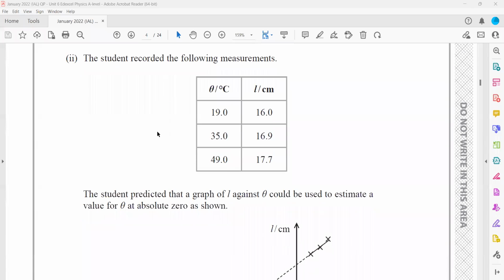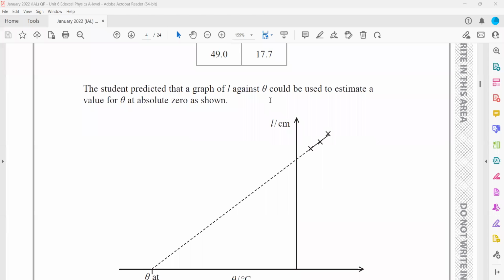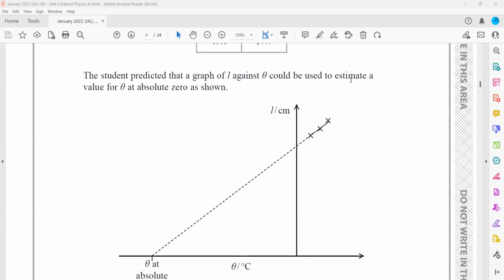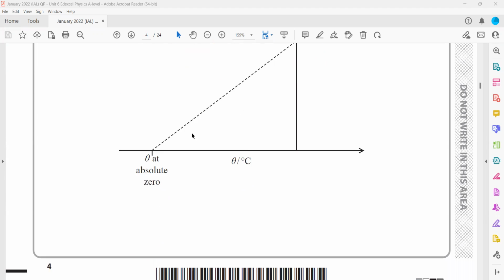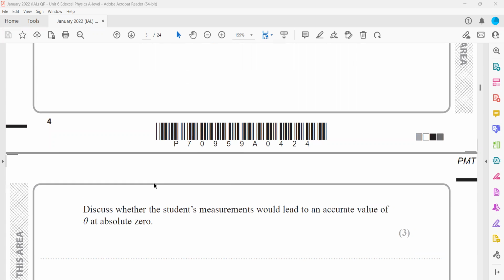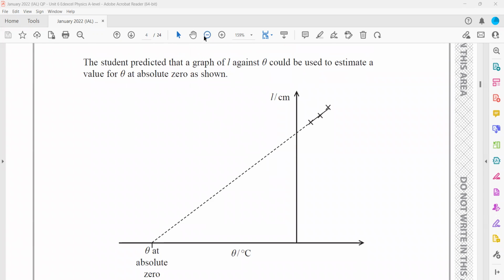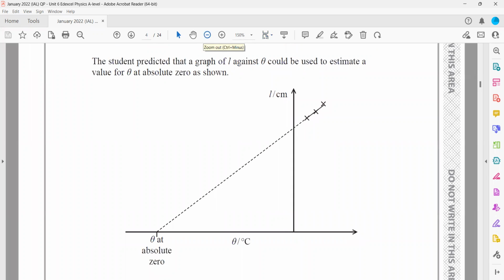Then in the second part, the student records the following measurements, theta and the length. The student predicted that the graph for length and theta should be a straight line, as you can see. Discuss whether the student's measurements would lead to an accurate value of theta at about absolute zero. When we increase the temperature, the volume increases, as the gas will expand. If temperature decreases, the volume will decrease, and eventually there will be a temperature at which the volume is zero. That is called the absolute temperature, also known as 0 Kelvin.